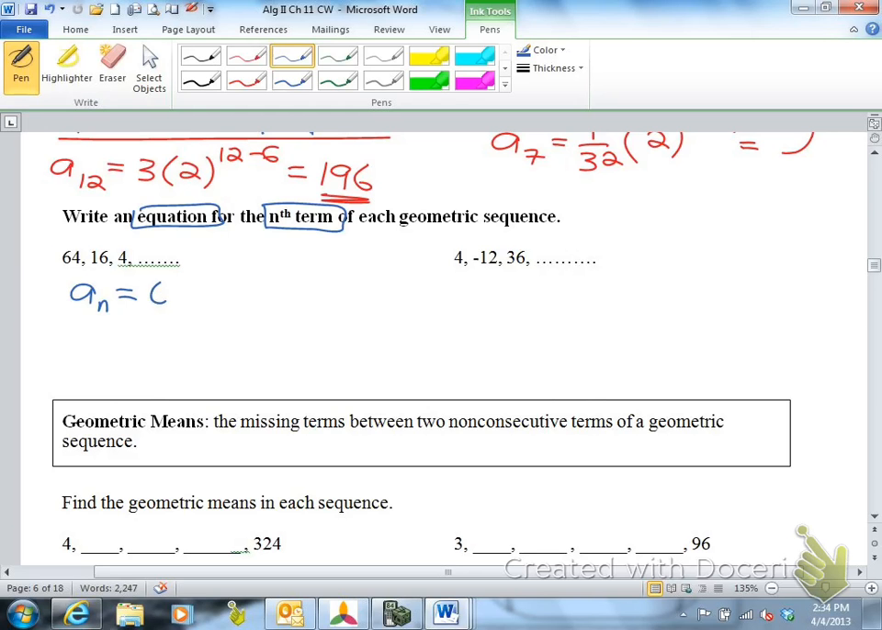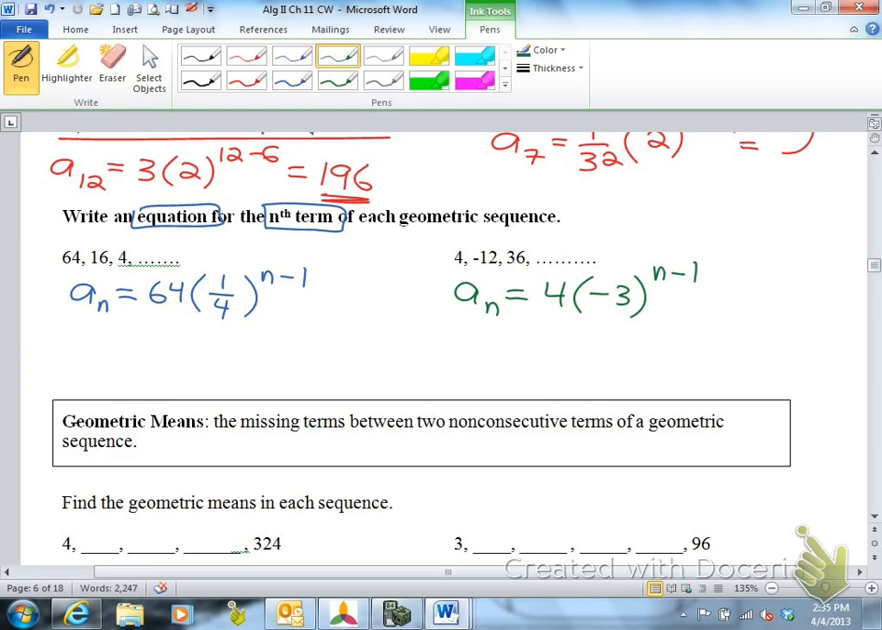The first term, 64. Our r value, 64 to 16, 16 to 4. You're dividing by 4, which you need to write as a product. So you're multiplying by a fourth. And you leave this as n minus 1 in terms of n. And that's actually your final answer. It's not really anything that you can simplify. So why don't you try the next one?